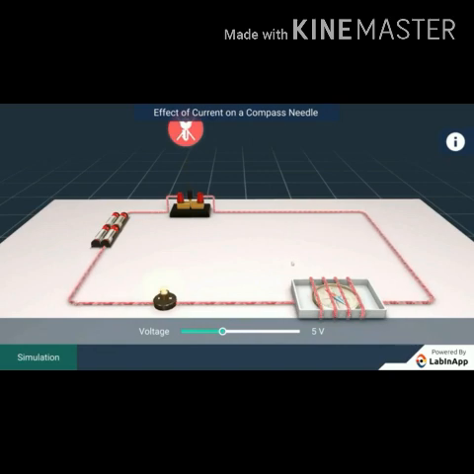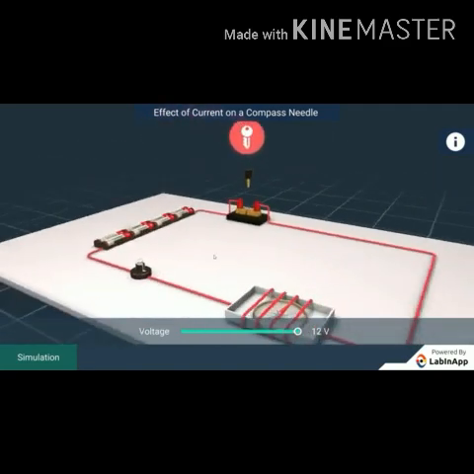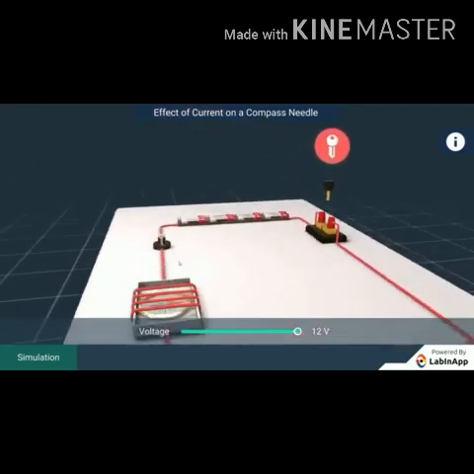Does the magnetic needle change its position? Yes, the magnetic needle changes its direction when a current starts flowing in the circuit. Now open the plug key. Does the magnetic needle come back to its original position? Yes, the magnetic needle again comes back to its original position when current stops flowing.